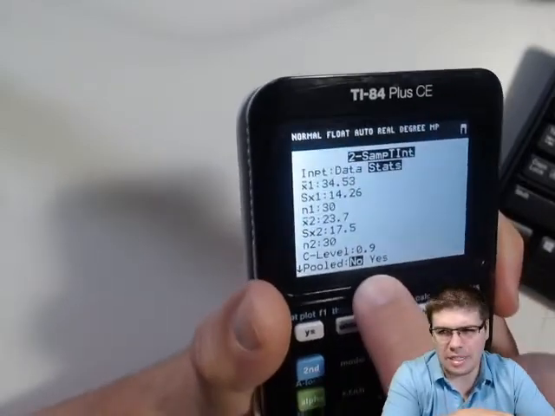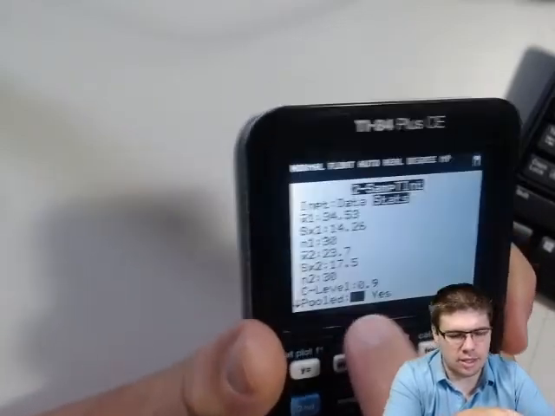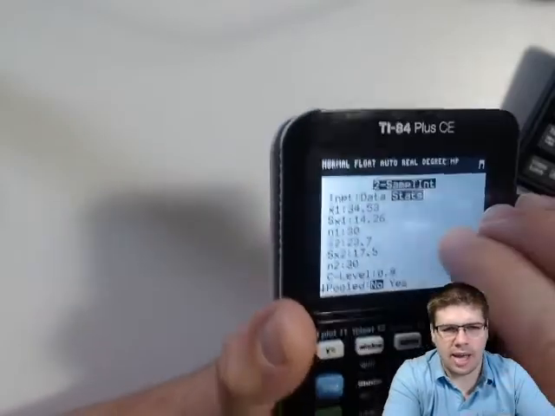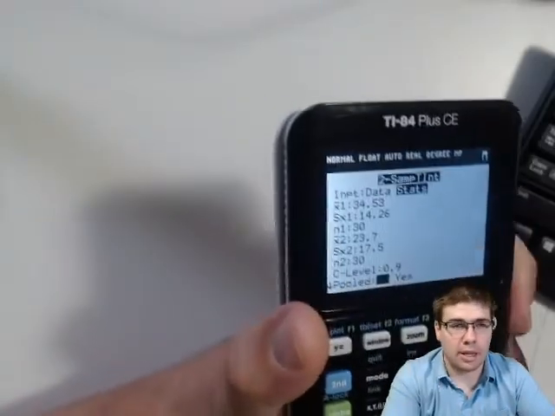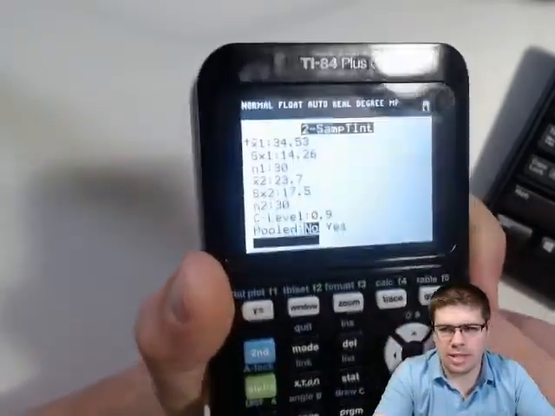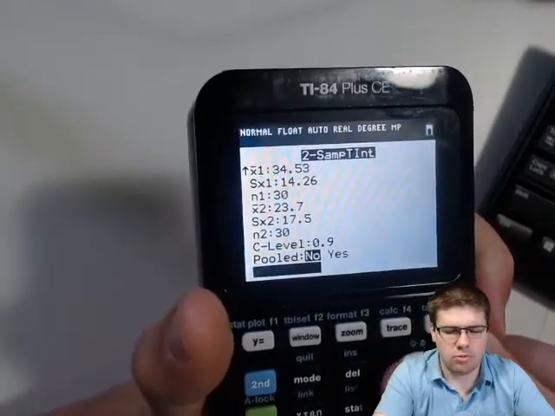So you can just always leave that as no. If it asks this, the answer is no. Your calculator doesn't even ask when you do a 2 proportion z-test. It automatically pools because it knows it's supposed to. So this is asking if you want to pool standard deviation. So just note that one.